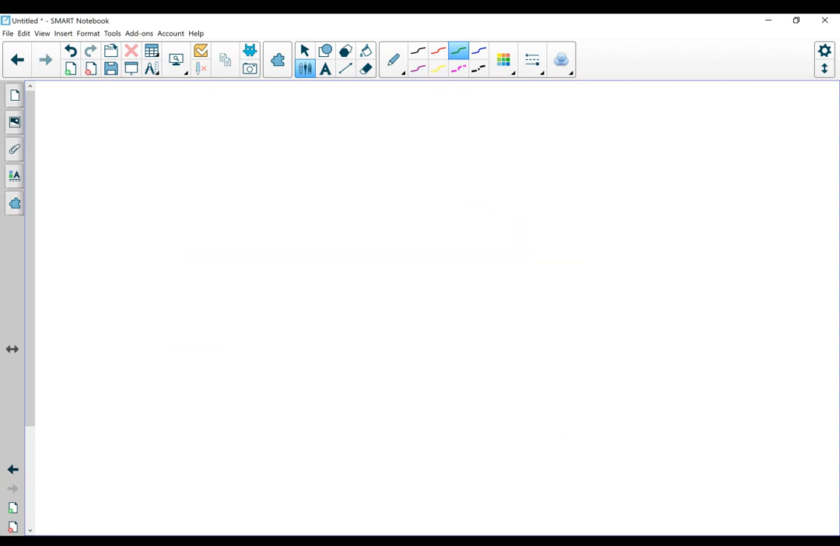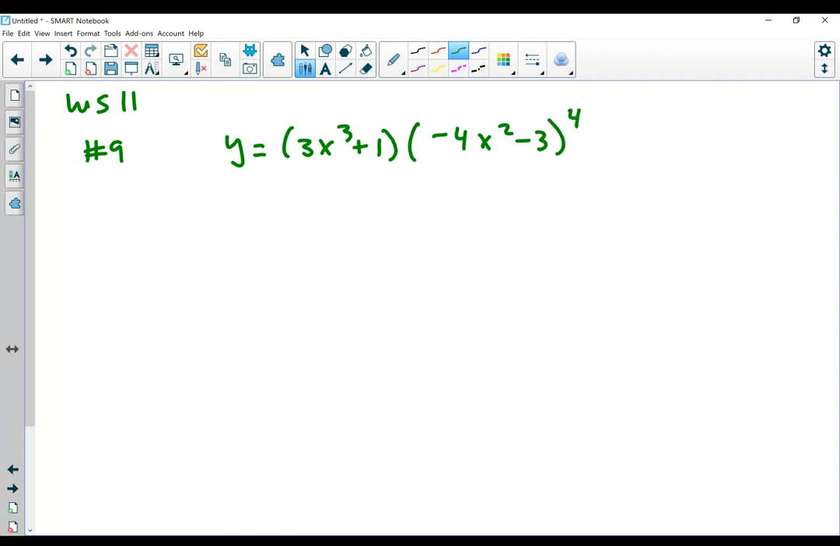So now, I guess on worksheet 10, it's actually number 11, problem number 9. Technically, it's worksheet 11. We give you a function that is made up of a product of 3x cubed plus 1, and then a chain rule of negative 4x squared minus 3 to the power of 4. So again, applying the product rule to start, you would have 4 parentheses. That's what you would have at the start.